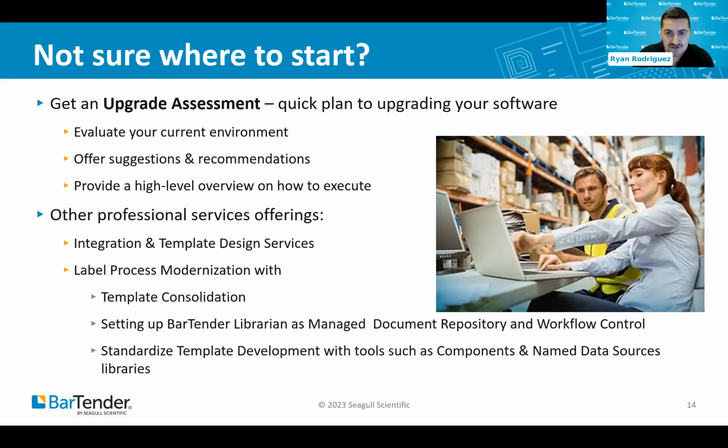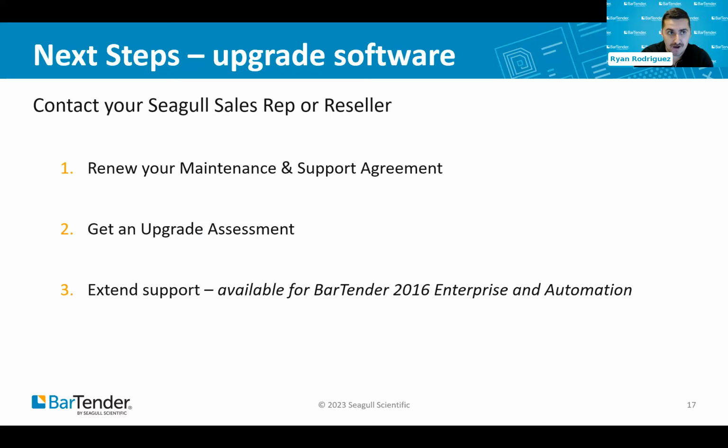So just to quickly recap, we just want to make sure that you continue to operate efficiently without any issues. The easiest way to get started with your BarTender software upgrade is to contact your Seagull sales rep or reseller. And from there, you essentially have 3 different options: renew your maintenance and support agreement, get in touch with Manny and the BarTender professional services team to get started with an upgrade assessment, or request a support extension to keep your support for a little bit longer if you need more time. But please note that this is only available for BarTender 2016 and Enterprise.